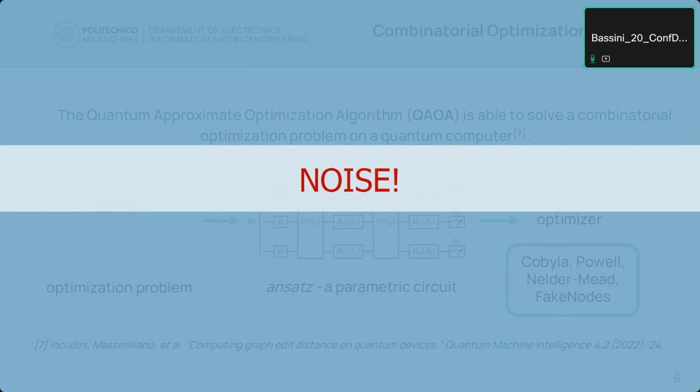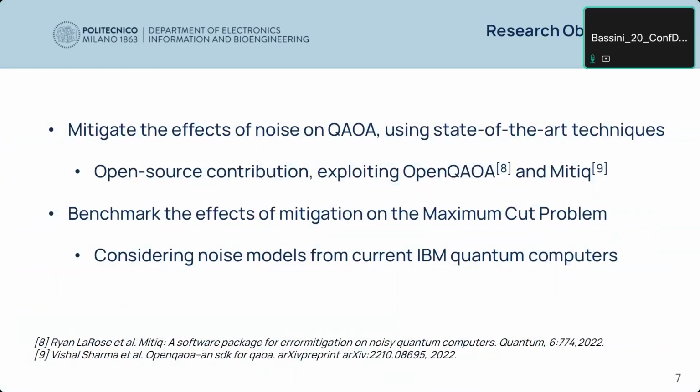Even though this process is neat, we have an issue, which is noise. Current quantum hardware is terribly noisy, and a lot of errors are introduced during the computation, meaning that the final output that we get often is wrong. This is why in this work we want to mitigate the effects of noise by introducing an error mitigation technique, specifically the zero noise extrapolation, and we do that as an open source contribution for the community. Also, we wanted to benchmark the effects of error mitigation by focusing on the maximum cut problem, which is a well-known optimization problem, by considering a real noise model, which is a real quantum hardware given by IBM.